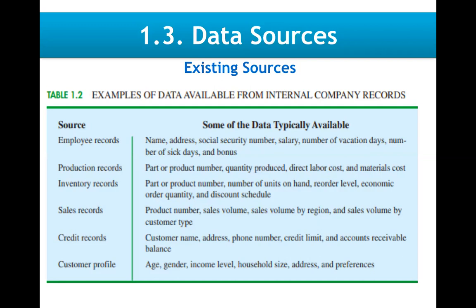For example, let's talk about employee records. You might find the name of that particular employee, his address, his social security number, salary, number of vacation days, number of sick days, and bonuses. In regard to the production record, you might find part or product number, quantity produced, direct labor cost, and material costs. With regard to customer profile, you might find his age, his gender, his income level, his household size, address, and preferences.